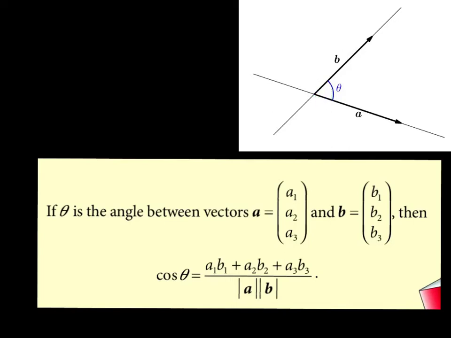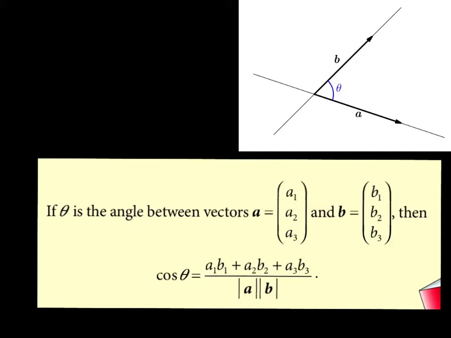The way we calculate that, if we have two vectors, vector A, vector B, they can either be two-dimensional or three-dimensional, doesn't matter. The cosine of the angle will be A1B1 plus A2B2, and if we have A3B3, we add that on also. But we divide that by the magnitude of A times the magnitude of B. Using this formula, we can find the angle.